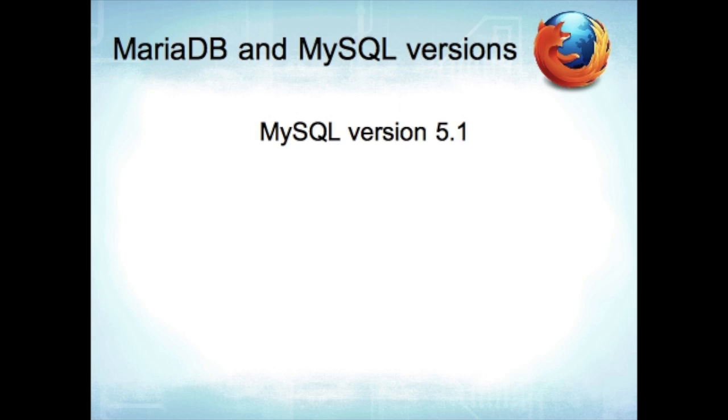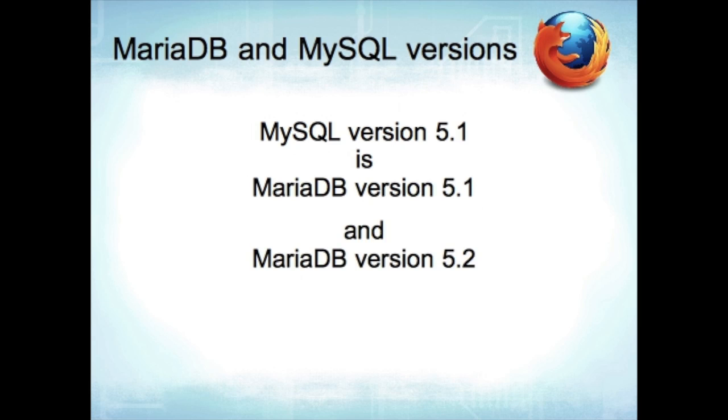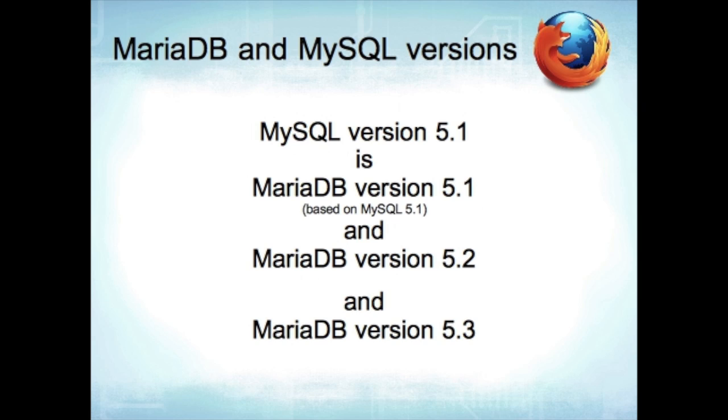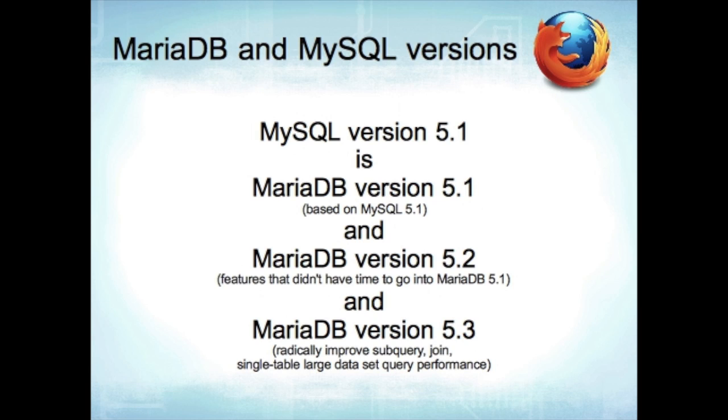Let's talk about versions. MySQL version 5.1 is MariaDB version 5.1. And MariaDB version 5.2. And MariaDB version 5.3. Why all these versions? Well, MariaDB version 5.1 is based on MySQL 5.1. What about MariaDB 5.2? Well, it's also based on MariaDB 5.1, but it's got the features that didn't have time to go into 5.1. MariaDB 5.3 has everything 5.2 does, but it also radically improves subqueries, joins, and single table, large data set query performance. So better performance for large tables, for joins, and for subqueries. Why would you get 5.2 and not 5.3? I don't know why they didn't make one version. Who knows?